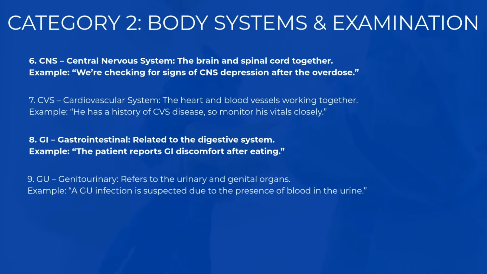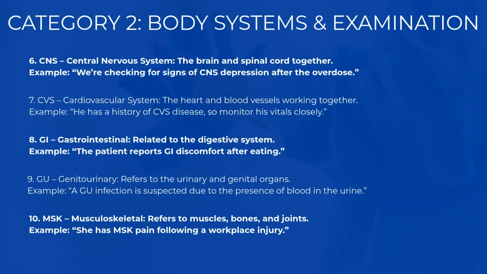Our 9th abbreviation is GU, or genitourinary, which refers to the urinary or genital organs. A GU infection is suspected due to the presence of blood in the urine. So here you can see it's written and spoken.